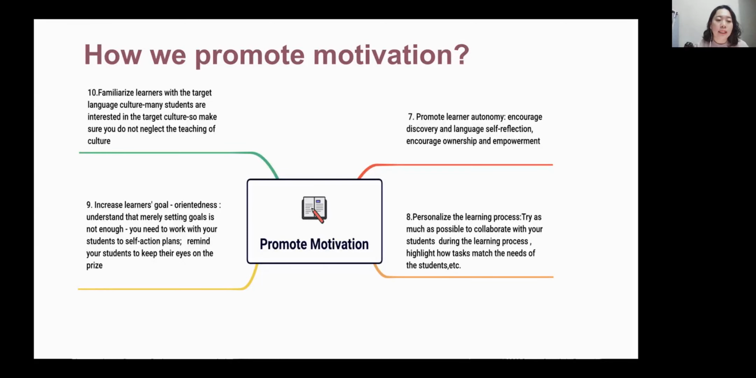The next one, increase learners' goal-orientedness. Understand that merely citing goals is not enough. You need to work with your students on self-action plans. Remind your students to keep their eye on the prize. The last one is familiarize learners with the target language culture. Many students are interested in the target culture, so make sure you do not neglect the teaching of culture.